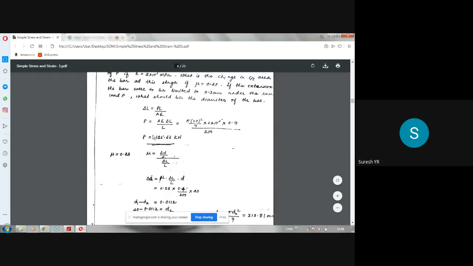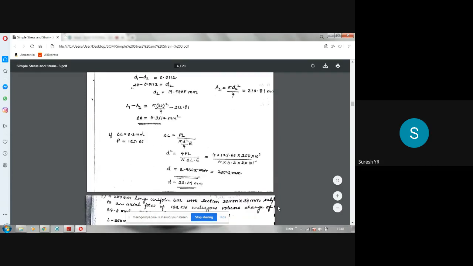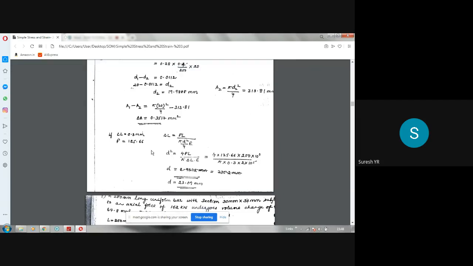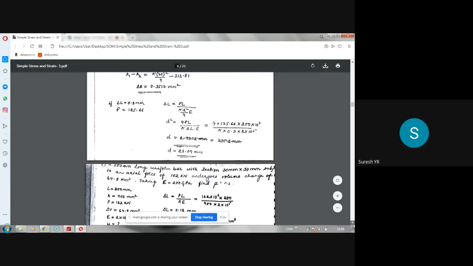First step, force is unknown. All the other things are given. Second step, mu is given. Change in diameter and change in area of the bar is calculated. Next, third step, delta L is restricted. What should be the diameter of the bar so that the same 0.3 mm deformation, elongation takes place? That is the thing. So this is another important problem. So all the same problems you try to work it out.